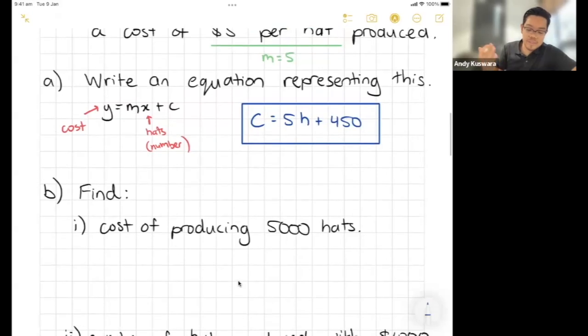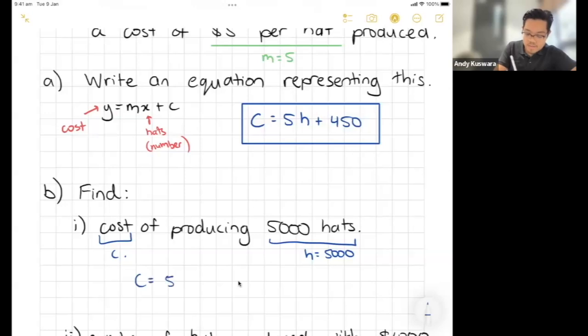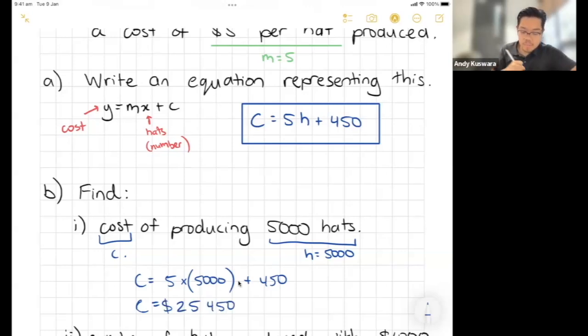The questions may go from this to being find the cost of producing 5,000 hats. In other words, that's a fancy way of saying H will equal 5,000, and I want to find the cost, so find C. So C is going to equal 5 times H, which in this case is 5,000, plus 450. I'm going to have to do this in my head because I've left my calculator. That's going to be 25,450. And that's how much it would cost to produce these 5,000 hats.